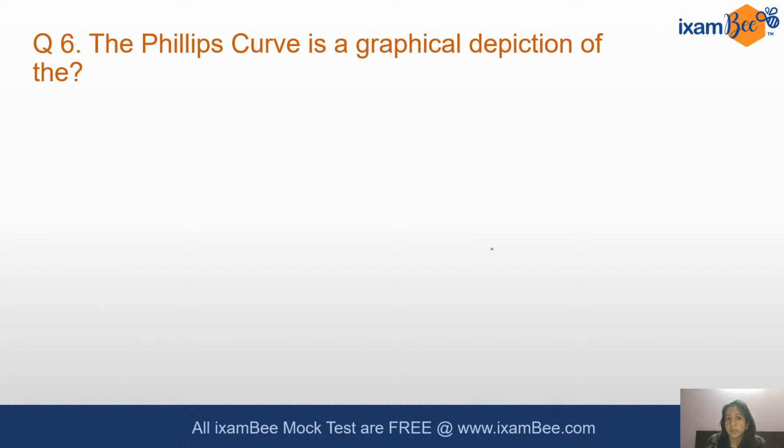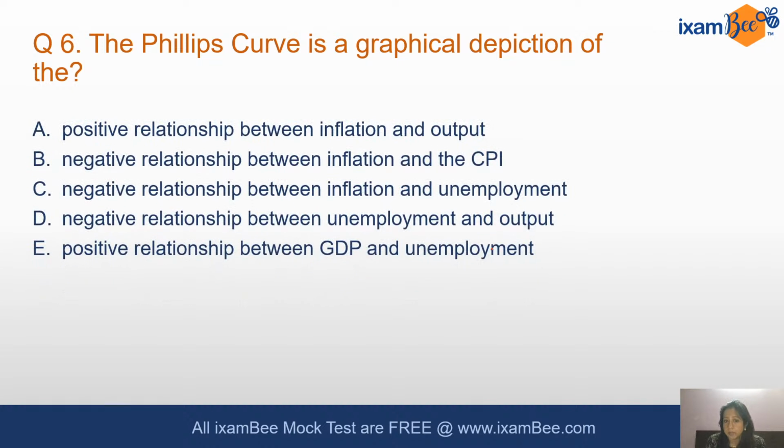And coming to the sixth question, the Phillips curve is a graphical depiction of the: positive relationship between inflation and output, negative relationship between inflation and CPI, negative relationship between inflation and unemployment, negative relationship between unemployment and output, or positive relationship between GDP and unemployment. So which of the following is the right answer?